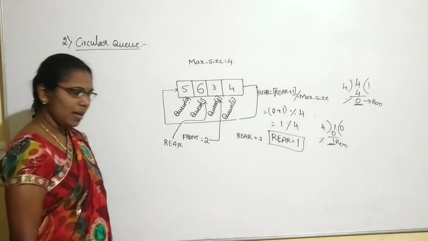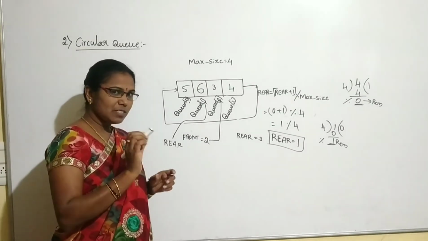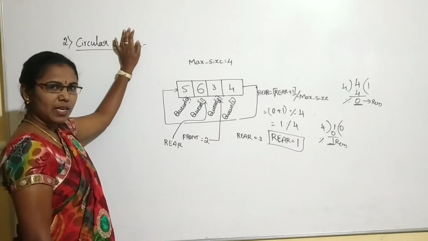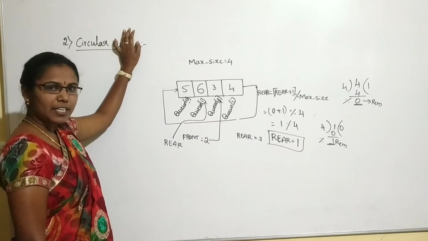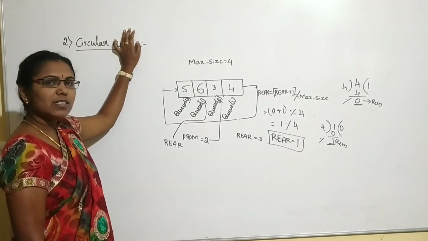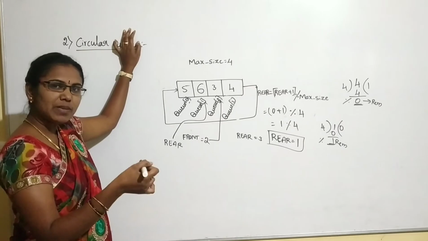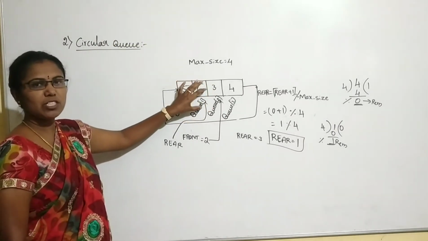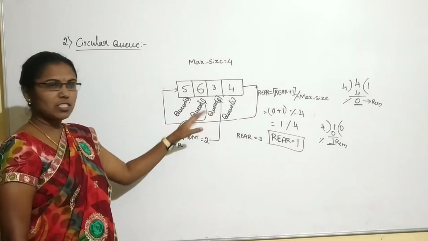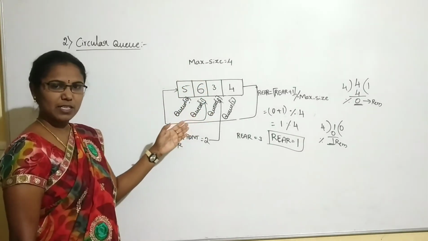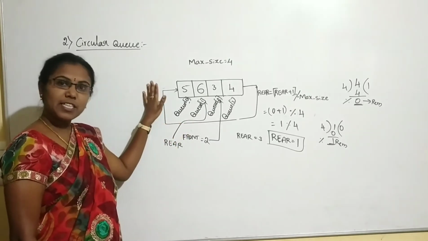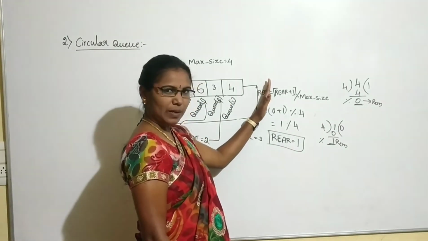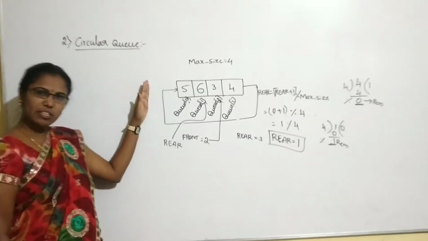Clear, students? So, we have overcome the drawback of the simple queue with the help of the circular queue. A circular queue is a queue where the rear end is connected to the front end. When we remove certain elements from the queue and some positions become empty, for those positions we insert the new elements in the circular queue. In the circular queue also, insertion takes place using the rear end only, and deletion takes place using the front end only.